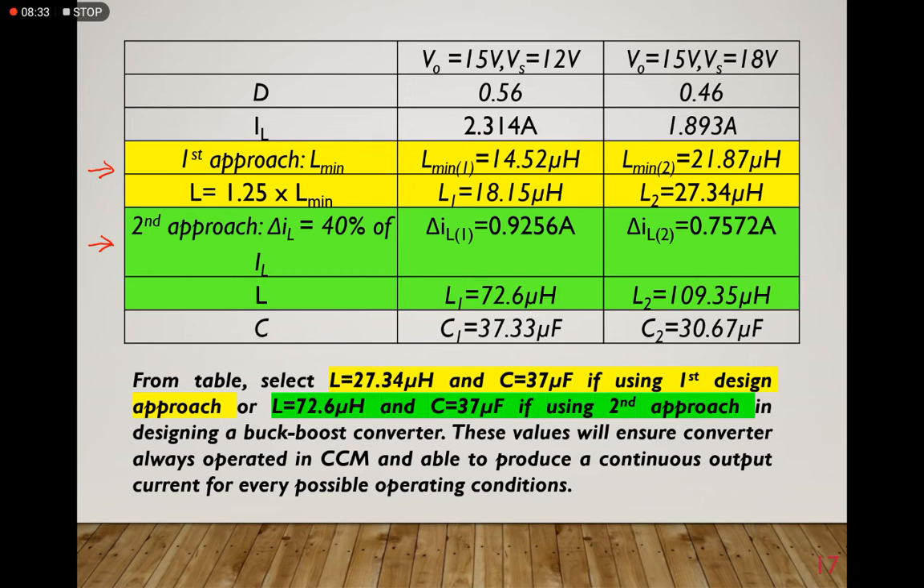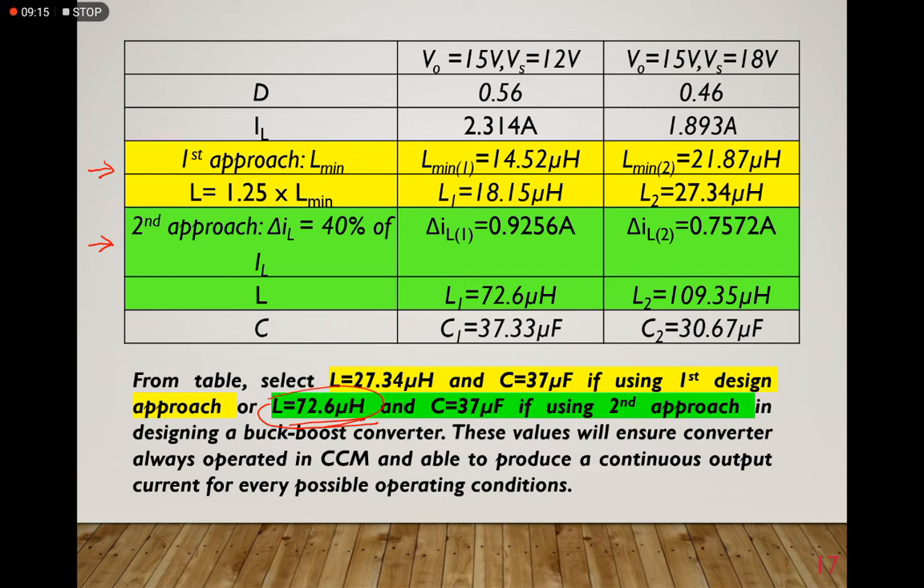If you are doing both approaches, first and second, in the same question, you only select one value, so you need to select this value over here. By selecting 72.6 microhenry, it will cover the first approach as well, because this is a higher value than 27.34. So 72.6 microhenry will be covered for the first approach and also the second approach in finding the value of L.